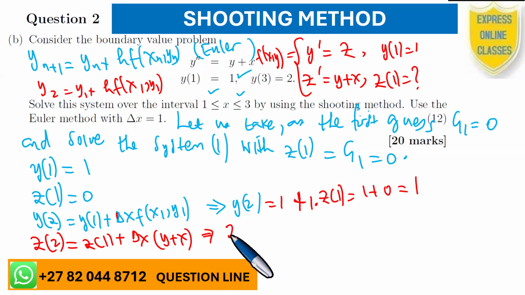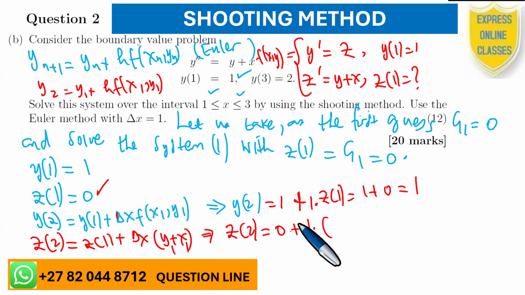Now, giving us Z at 2 is Z at 1. So the question is, what do we achieve out of these? Z at 1, you already know, is 0. Then you have delta X is 1, Y plus X. Obviously, because this is 2, and if it's 2 here, it becomes 1, 1. So this is going to be X1, Y1, if you like.